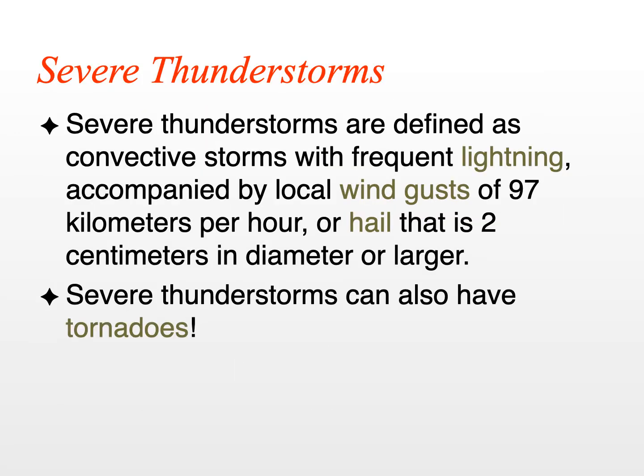So let's describe these severe thunderstorms. So severe thunderstorms are defined as these convective storms. They have frequent lightning, wind gusts of 97 kilometers per hour, or hail that is 2 centimeters in diameter or larger. And severe thunderstorms can also have tornadoes.